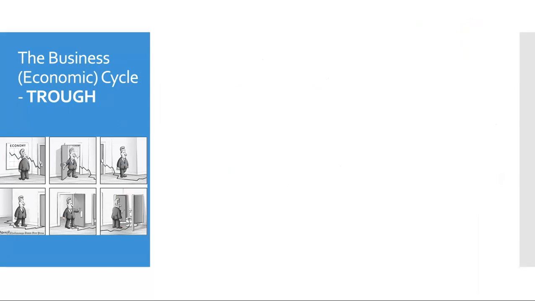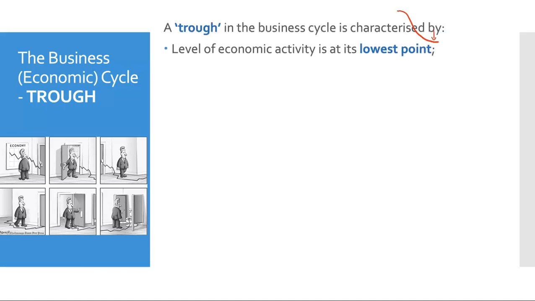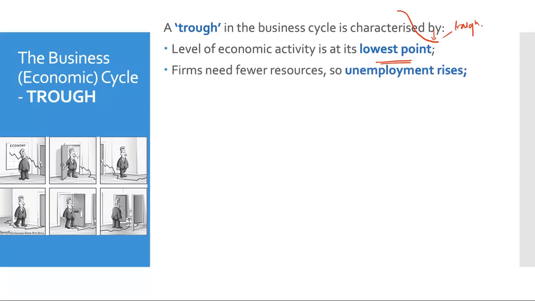If we've gone from a peak all the way down the contraction, we then hit our trough. The trough in the business cycle is characterized by economic activity being at its lowest point. And you can see I've done this here. The economic activity is in the trough. GDP is at its lowest. Firms need fewer resources, so unemployment rises. Less growth, less resources, less labour required.